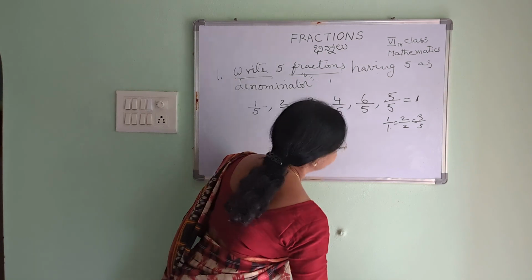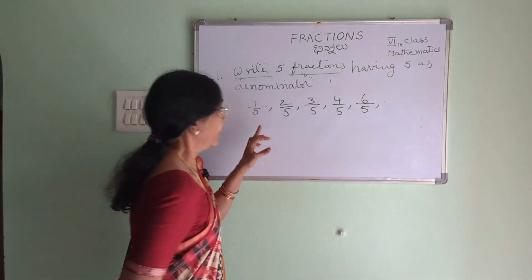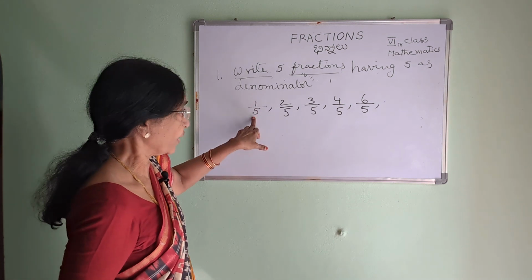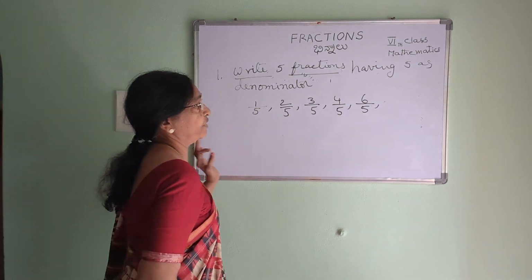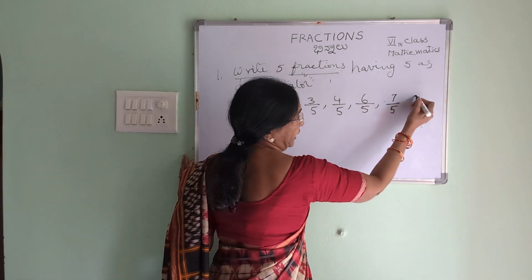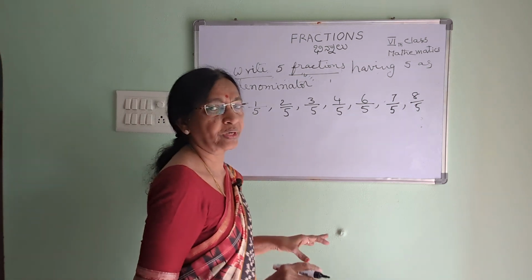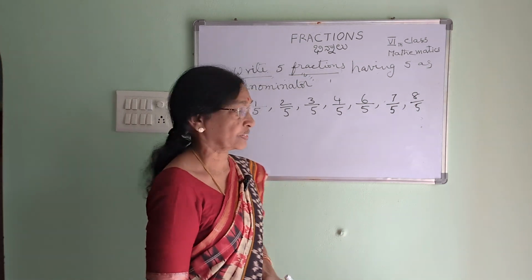So fractions having 5 as a denominator are 1 by 5, 2 by 5, 3 by 5, 6 by 5, 7 by 5, 8 by 5, etc. We can write as many fractions as we like.